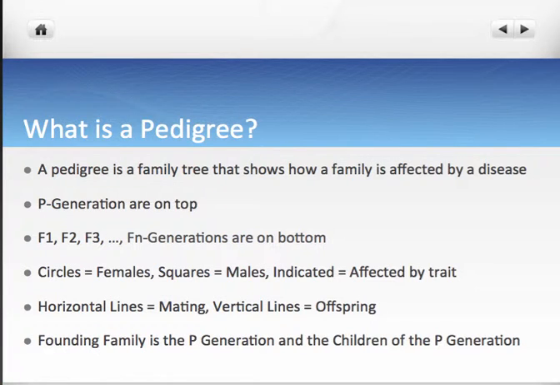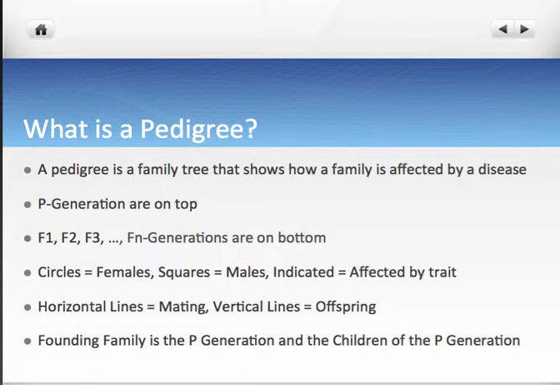So what is a pedigree? We're going to need to understand a few terms. So when we talk about how to analyze it, we all know what I'm talking about. Just a general overview of what a pedigree is: it's a family tree that shows how a family is affected by a disease or a trait. It shows who exhibits the trait and all that.